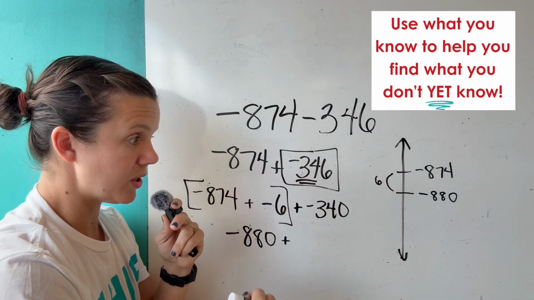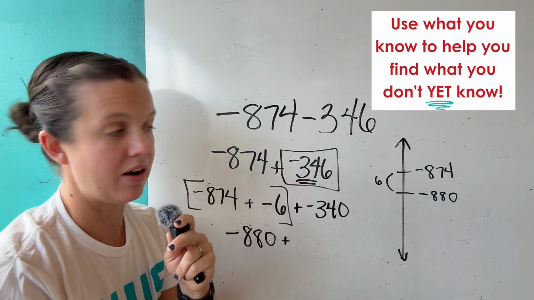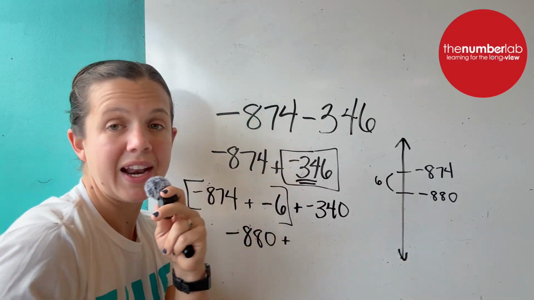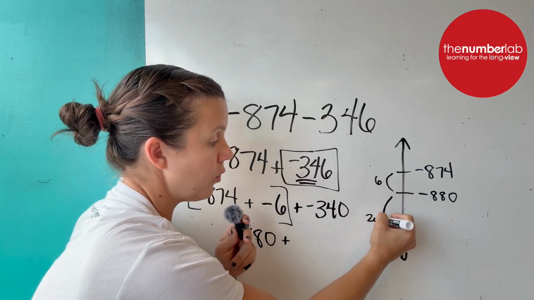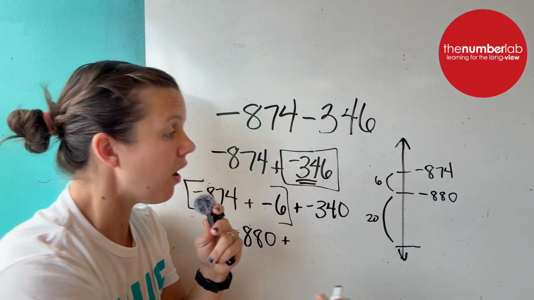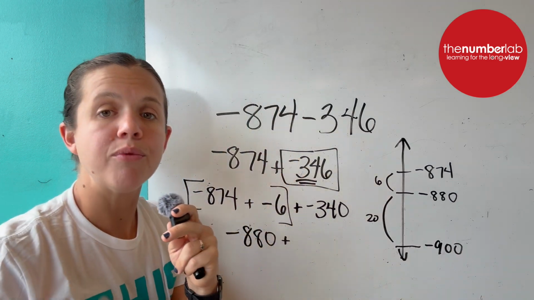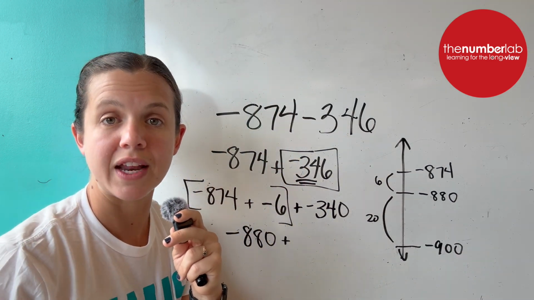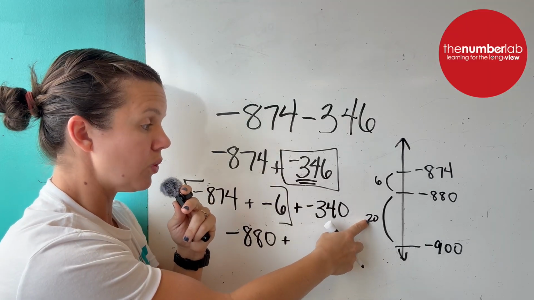I still have more debt to gain, but I want to do that again in a strategic way by thinking about the next 10 or 100. I'm looking at this debt of 880. If I go down 20 more, where does that bring me? That might be the question, or even just how far until I get to a debt of 900? How much more do I need to go down to get to a debt of 900, that next 100? So from there, we'll see that it's 20.